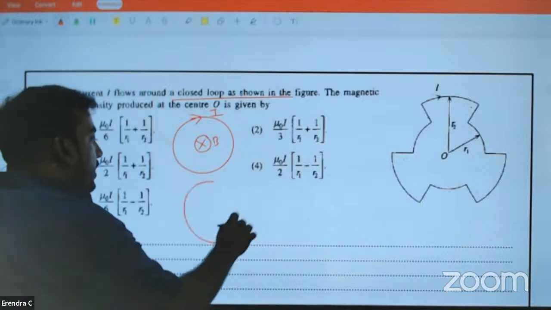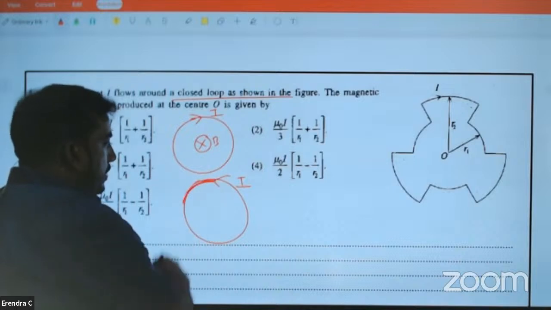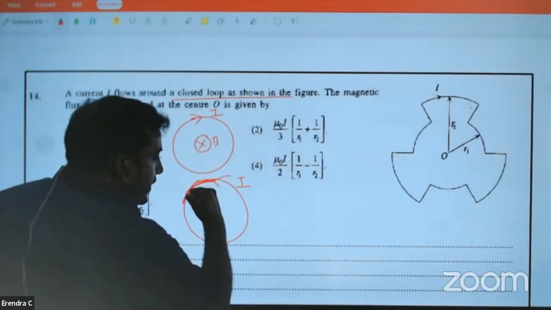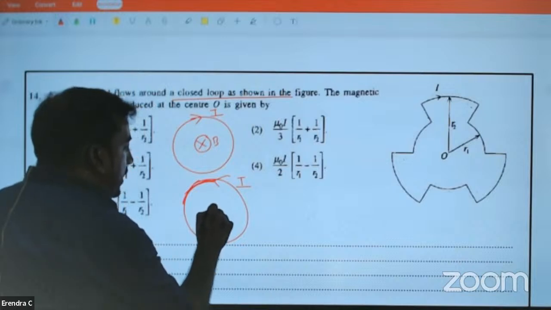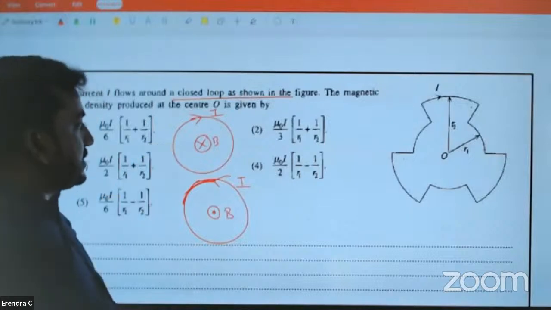If the current is going in the opposite direction, current going anti-clockwise, field lines are coming out. Field is coming out, I'll mark with a dot. Field is coming out, field is going in.